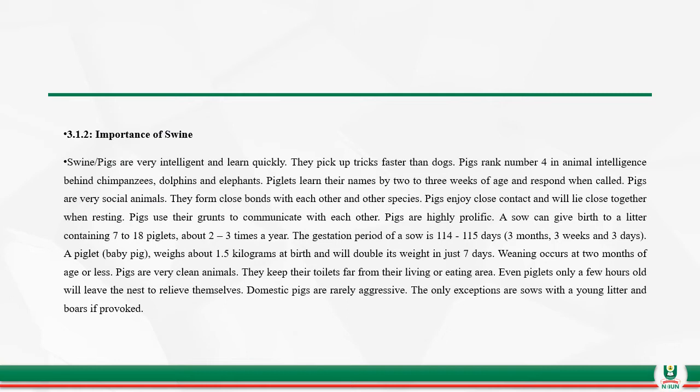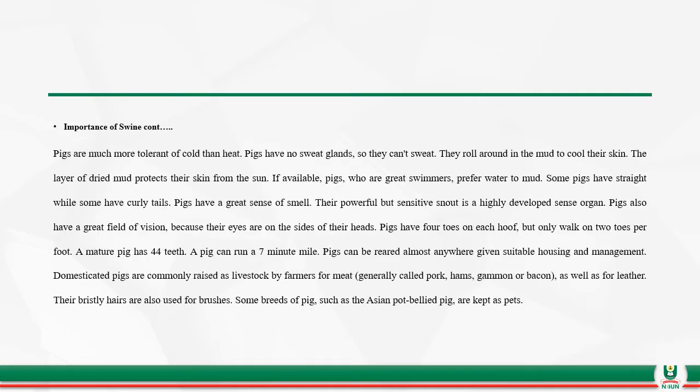Importance of swine. Swine are very intelligent and learn quickly. They pick up tricks faster than dogs. Pigs rank number 4 in animal intelligence behind chimpanzees, dolphins, and elephants. Other issues concerning swine are as in the note or PowerPoint materials. They are much more tolerant to cold than heat, so pigs prefer a cold environment to a hot one.